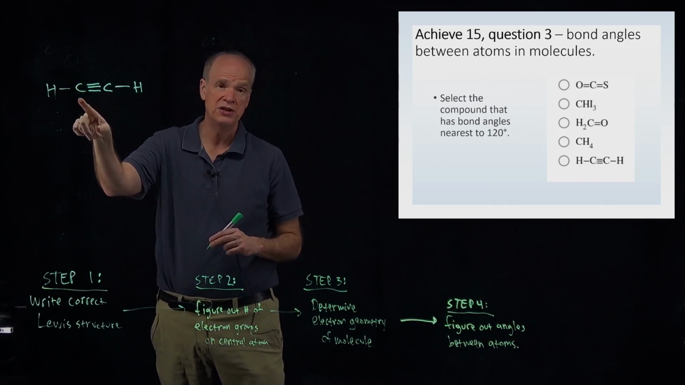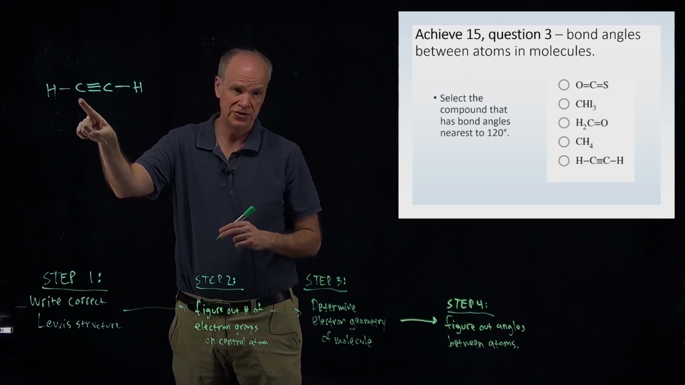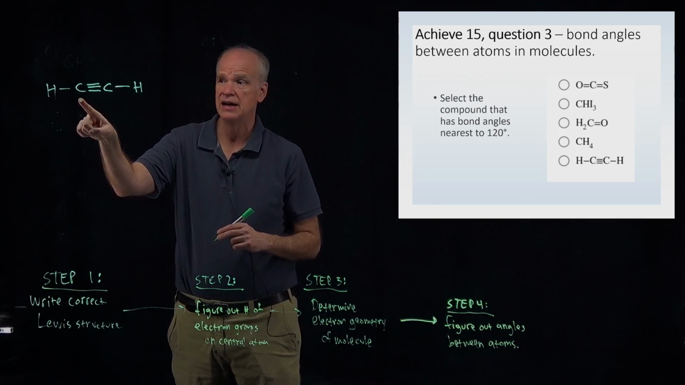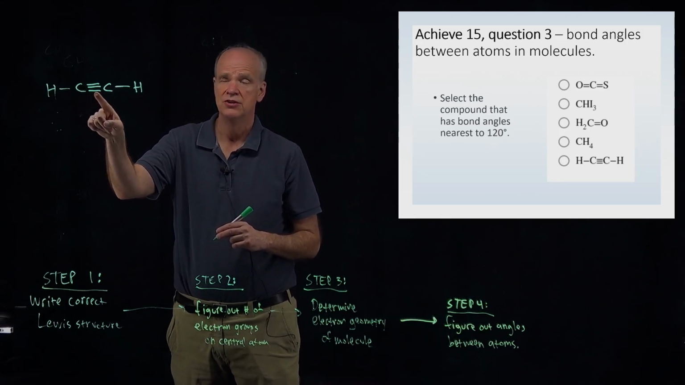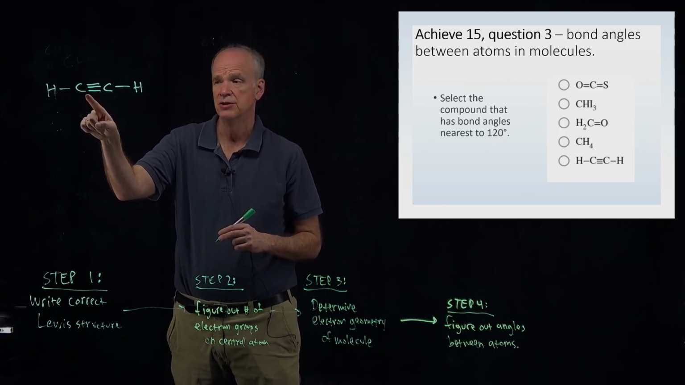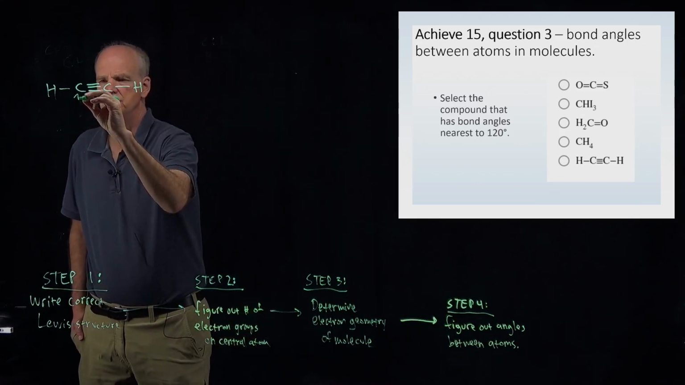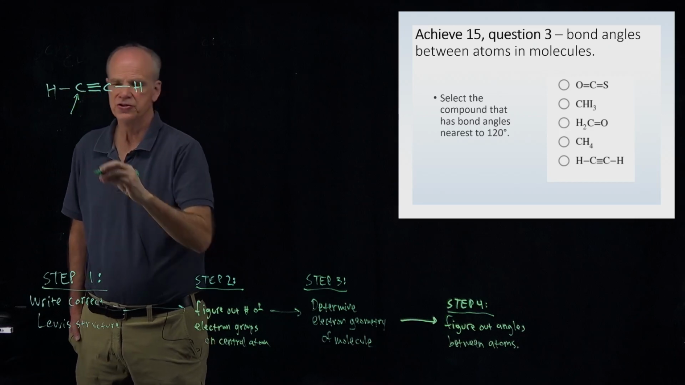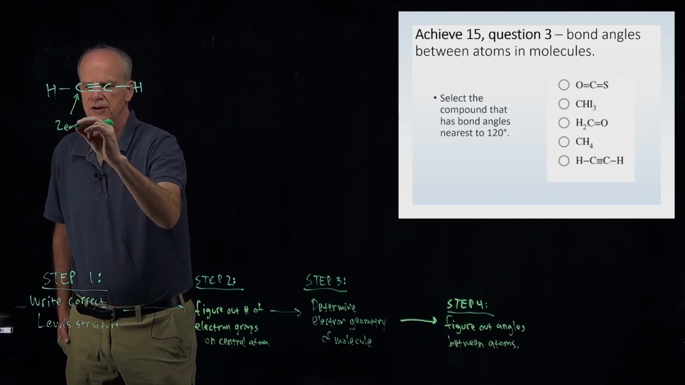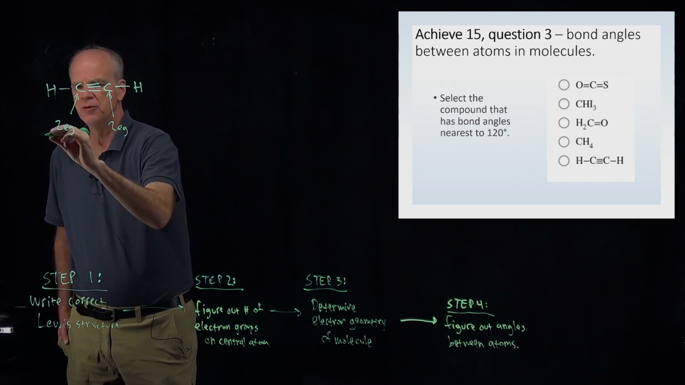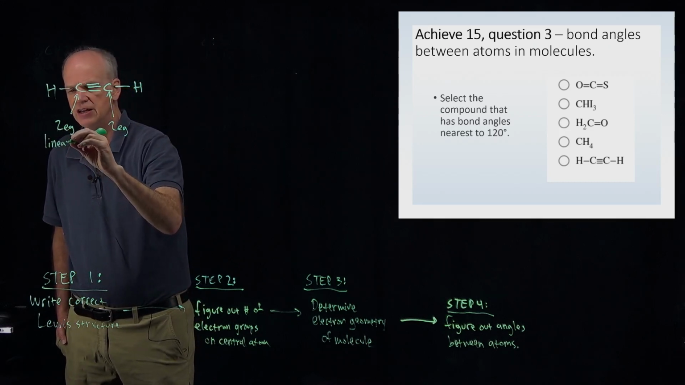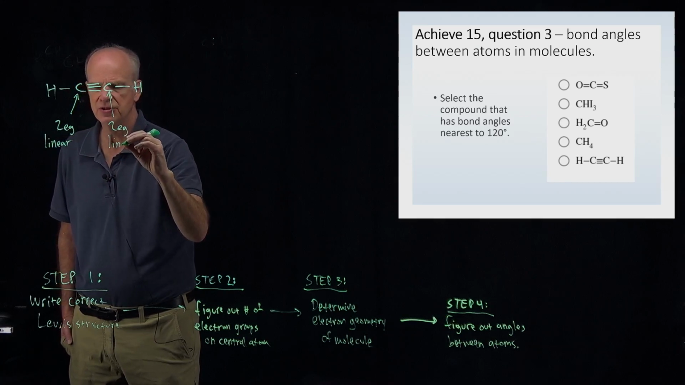And so what I'm hoping you can see here is this carbon here has no lone pairs. It has two bonding groups, right? There's a single bond, which is one bonding group. There's a triple bond, which is another bonding group. So it has a total of two bonding groups. So that tells you that the number of electron groups for this carbon is 2. And that would be the same thing for this other carbon. And so both of these carbons have a linear electron geometry.